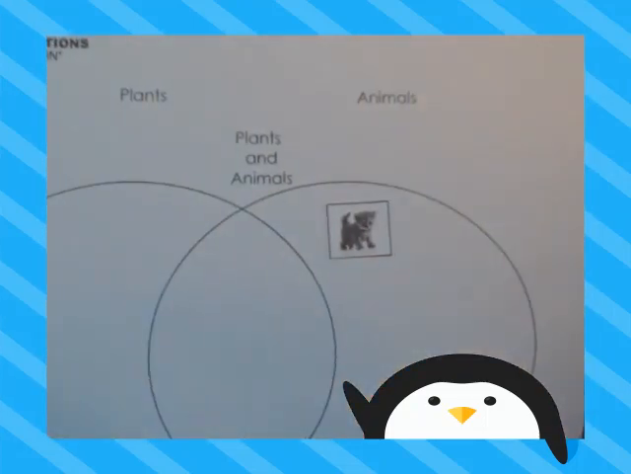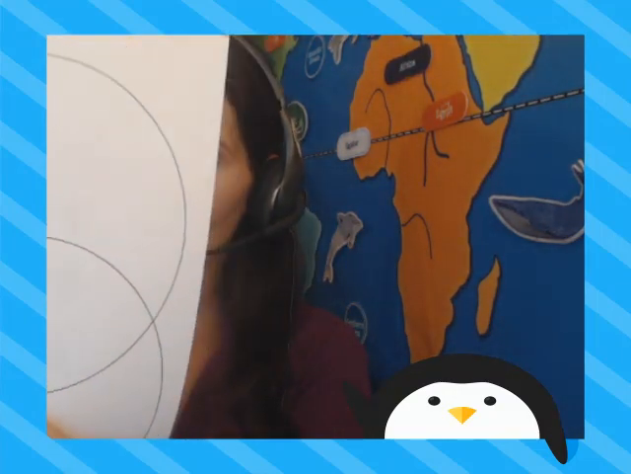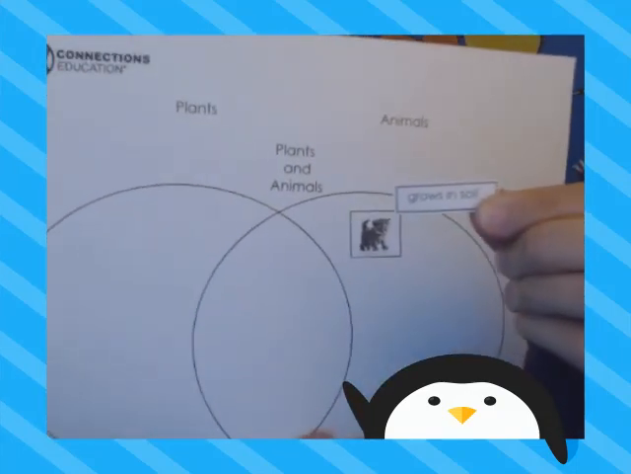You can use a glue stick, you can use tape, you can use anything you've got at a house. All right, so there's my cat. It is on the animal side. The next thing I'm going to cut out is a characteristic. I'm going to cut out the characteristic that says grows in soil. Soil's like dirt, right? So what do you think? What grows in soil? Do plants grow in soil? Animals? Or both plants and animals?